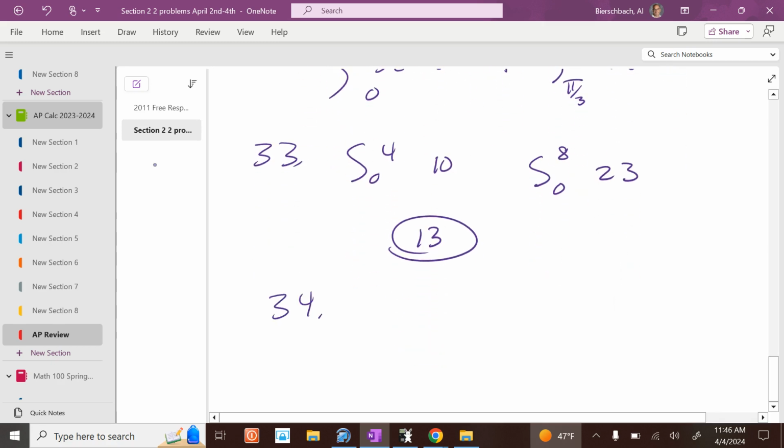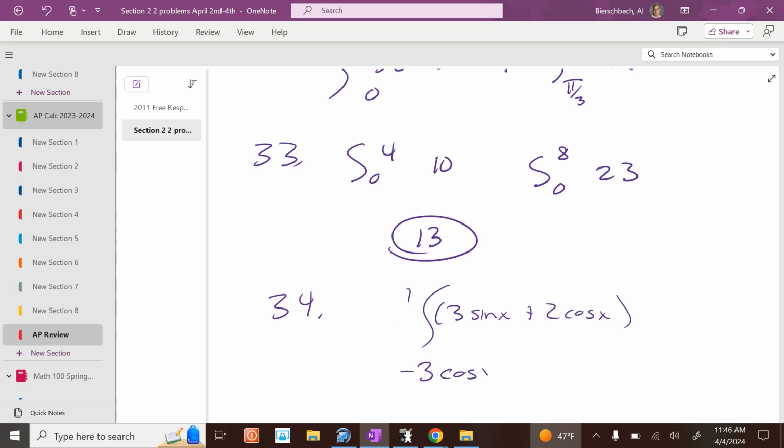34. If the first derivative is that and f of 0 is that, find f of x. So the first derivative is 3 sine of x plus 2 cosine of x. So we're going to integrate that. The integral of 3 sine of x is negative 3 cosine of x, correct? And of 2 cosine of x is 2 sine of x. And then the original value is 5, so we just add on the c at the end. We don't have to set it equal to 0 because f of 0 is 5.